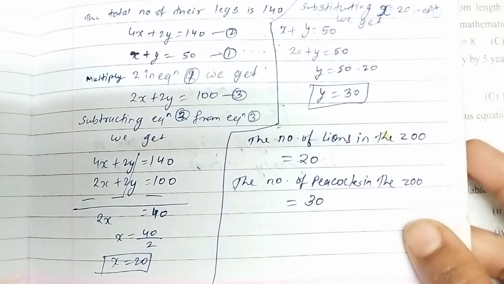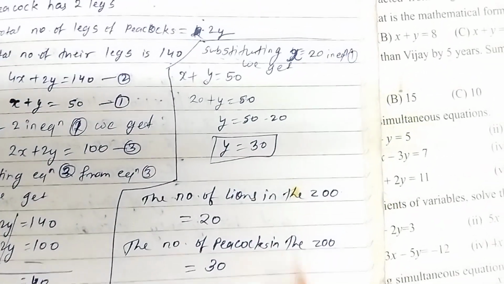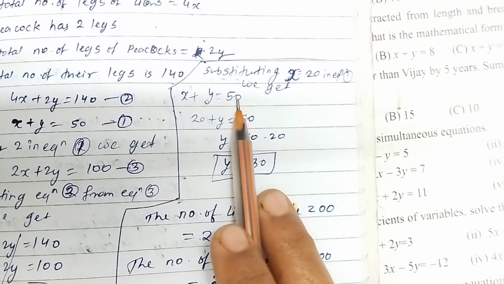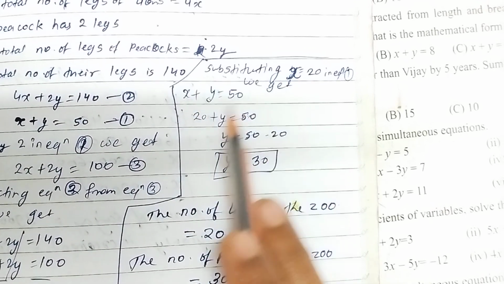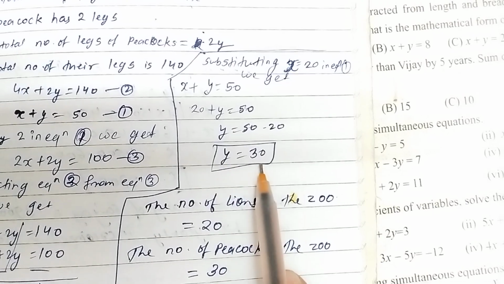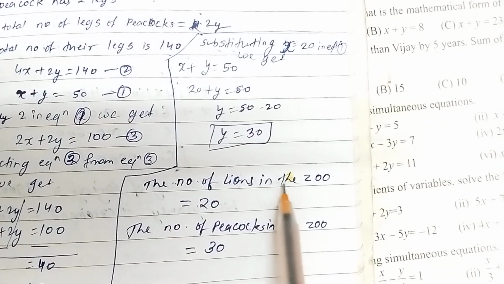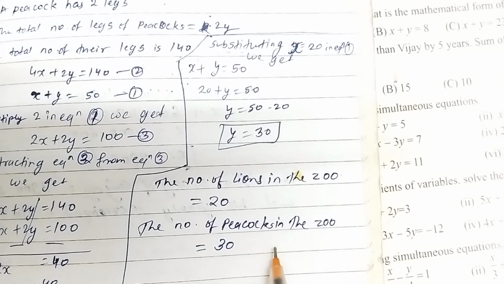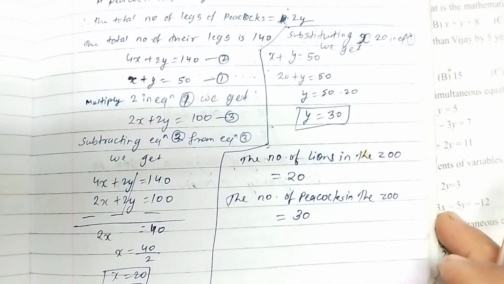Then second one, substituting x is equal to 20 in equation 1 we get, x plus y is equal to 50, and replacing x with 20, 20 plus y is equal to 50, so y is equal to 50 minus 20, so y is equal to 30. The number of lions in the zoo is equal to 20 and the number of peacocks in the zoo is equal to 30. So next question on next video.